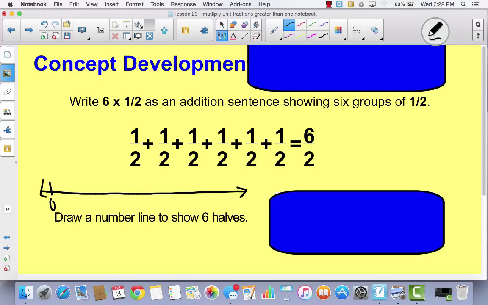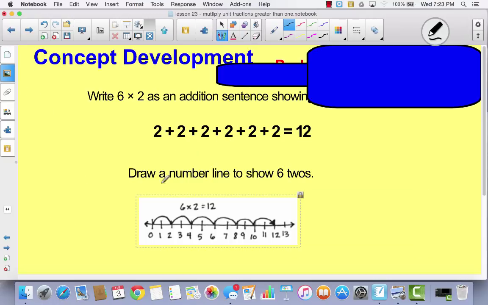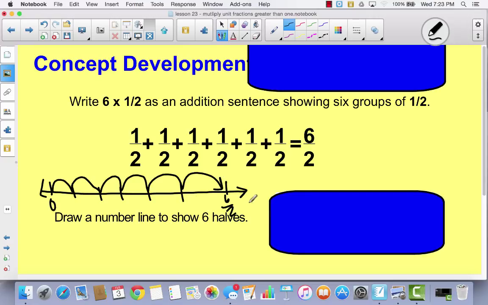My number line is going to go from 0 to 6 halves. So I've got 0 here, and I've got 6 halves here. So I'm dividing these into halves. So I've got 6 halves. This would be 1/2, 2 halves, 3 halves, 4 halves, 5 halves, 6 halves. Okay? So you would say 1, 2, 3, 4, 5, 6 halves. Just like we did with our 2's. 6 times 2 equals 12. Well, 6 times a half equals 6 halves.